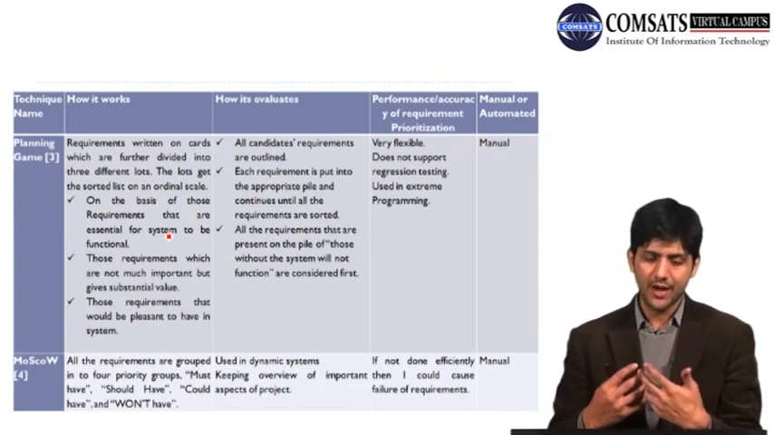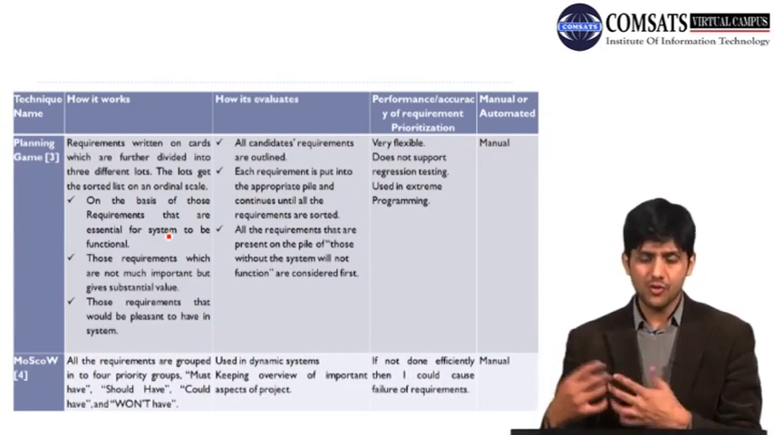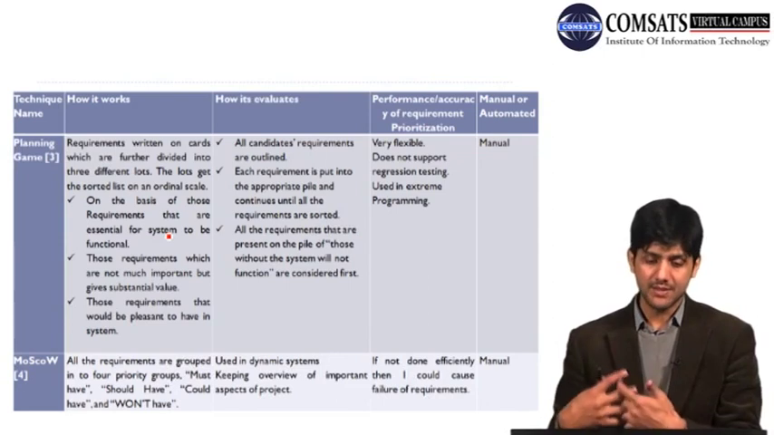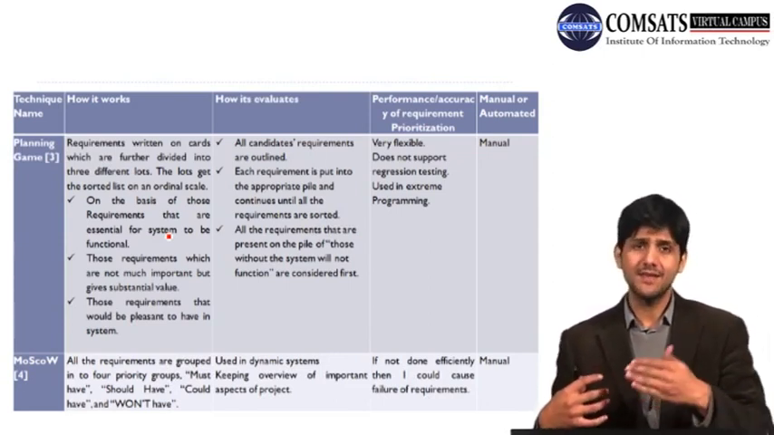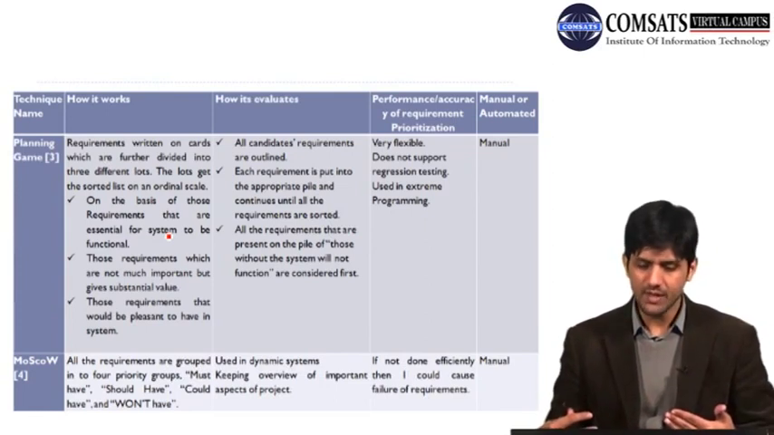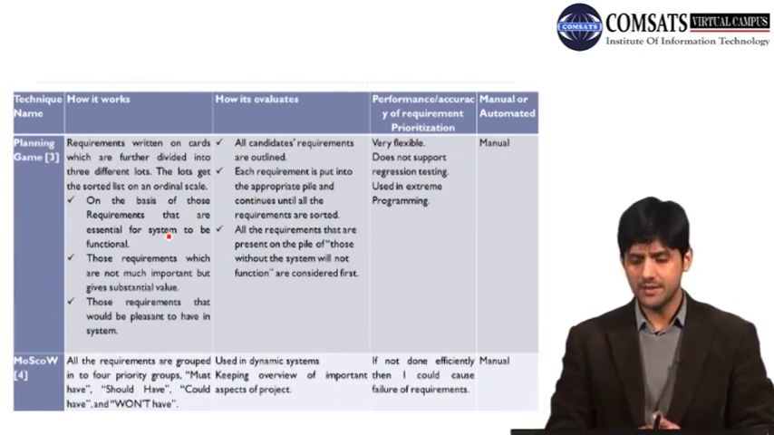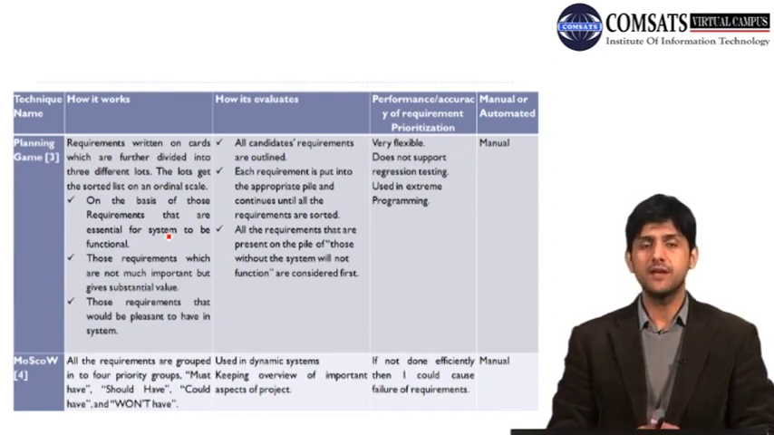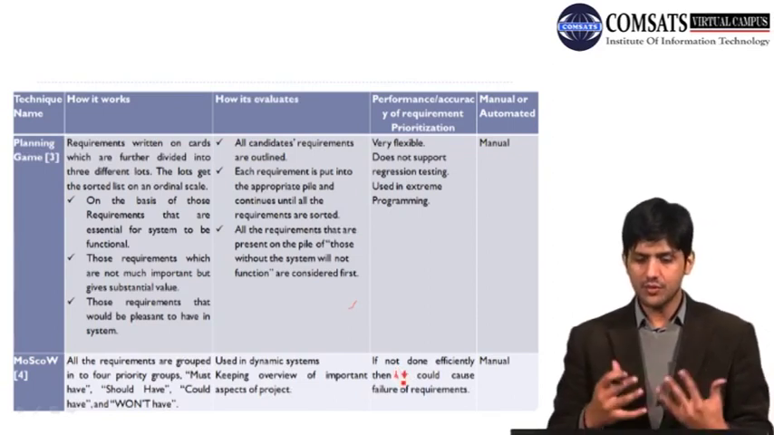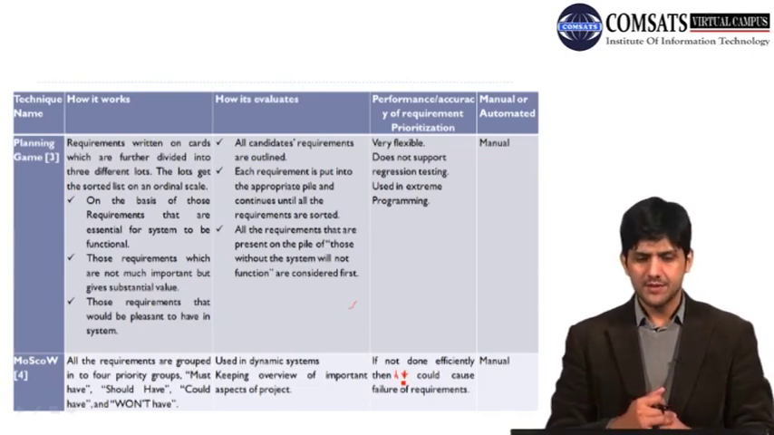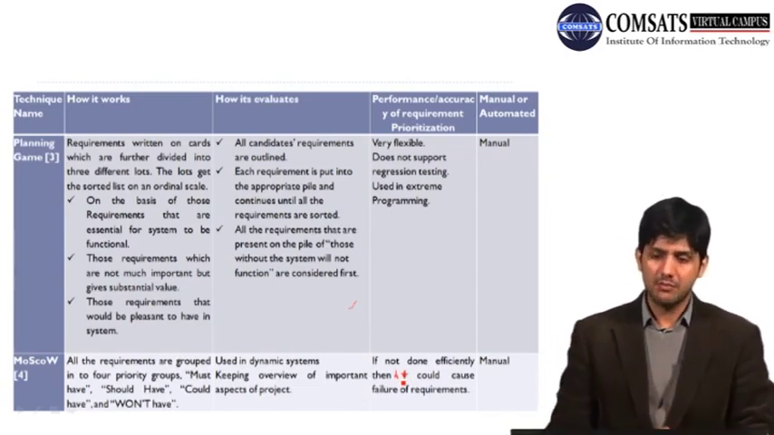In the MoSCoW method we have 4 categories. So how MoSCoW operates, it is used in dynamic systems, keeping an overview of important aspects of the project, and this is also a manual method. The problem with this method is, if not done efficiently, it could cause failure of requirements. There is a slight mistake here in the slide, so it could cause failure of requirements. Again, this is a manual method.